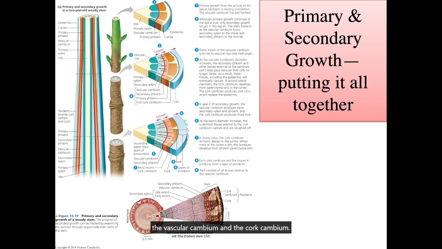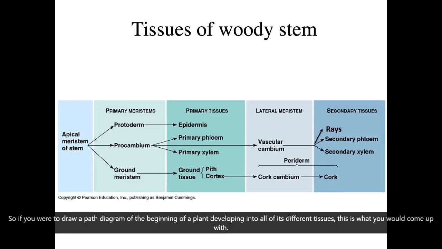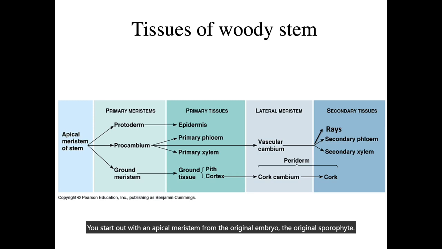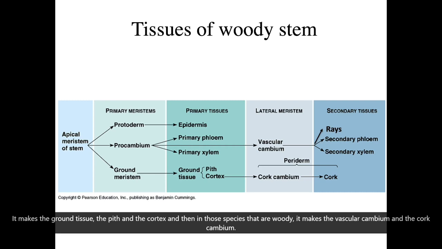So if you were to draw a path diagram of the beginning of a plant developing into all of its different tissues, this is what you would come up with. You start out with an apical meristem from the original embryo, the original sporophyte, and this makes the protoderm, the procambium, and the ground meristem. The apical meristem then makes, of course, the epidermis, the vascular bundles with their primary xylem and primary phloem. It makes the ground tissue, the pith and the cortex. And then, in those species that are woody, it makes the vascular cambium and the cork cambium.